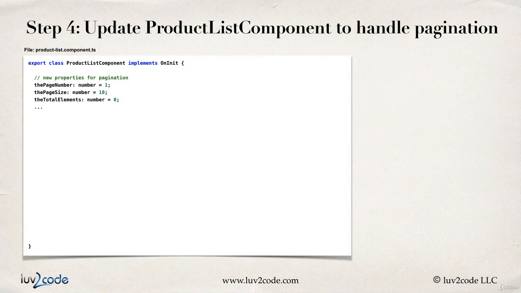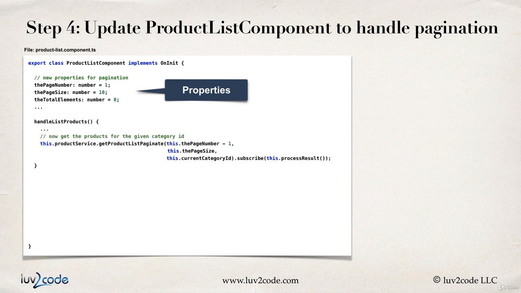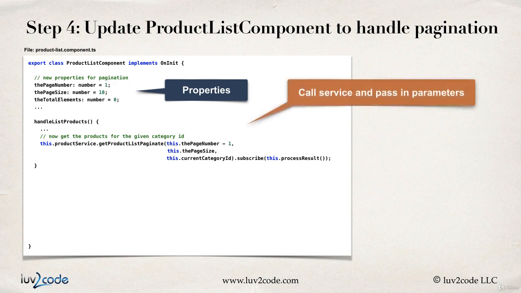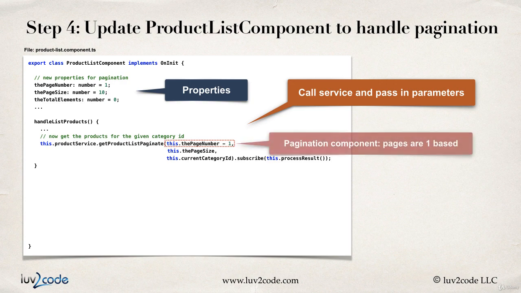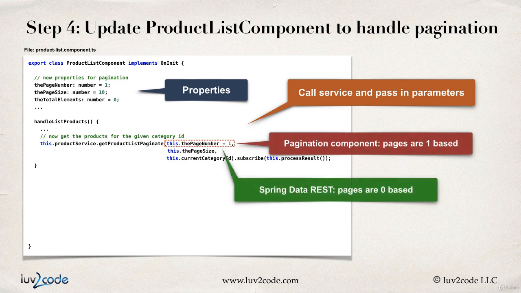And then in step 4, we need to update our product list to handle pagination. So we define some new properties for pagination. And then in our method handleListProducts, we call the service and pass in the parameters. And then notice here the page number minus 1, because in the pagination component in Angular, the pages are 1 based. In Spring Data REST, the pages are 0 based. So we need to decrement that value accordingly before sending it over to the back end.